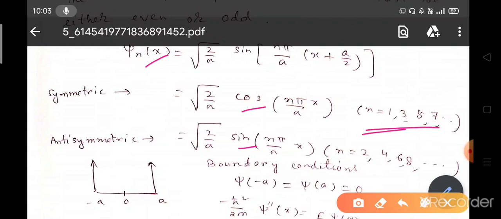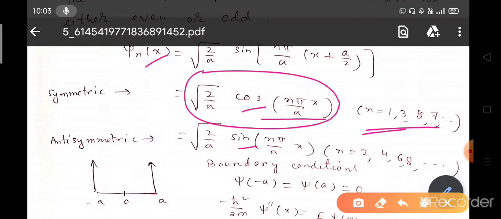For n equals odd, that is n equals 1, 3, 5, 7, etc., the wave function will become root over 2 by a cos n pi x by a, and for n equals 2, 4, 6, 8, that is the even numbers, the wave function will become root over 2 by a sin n pi x by a.